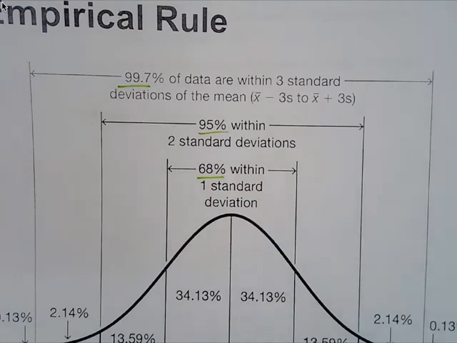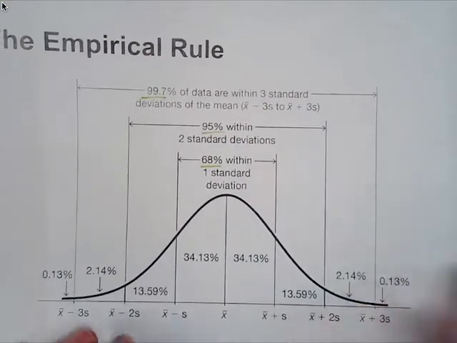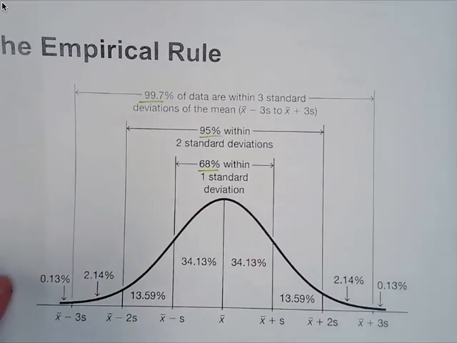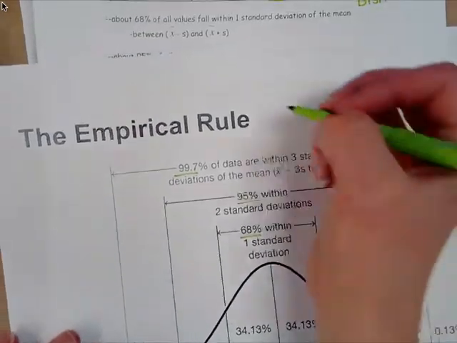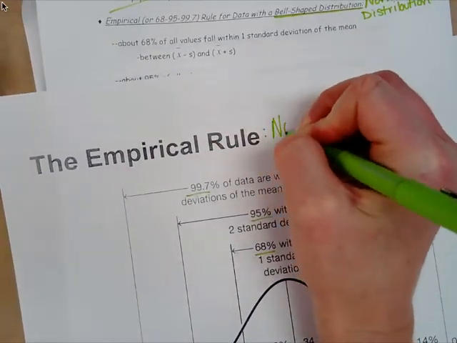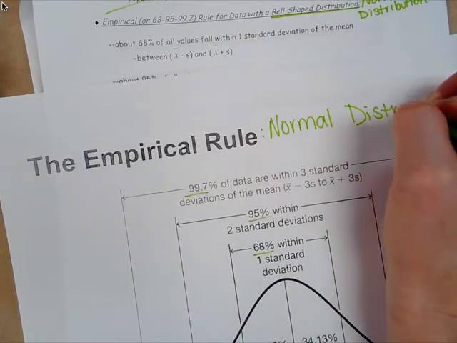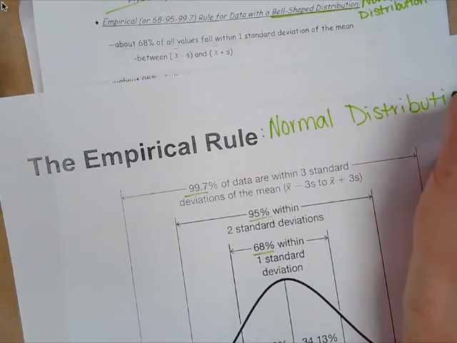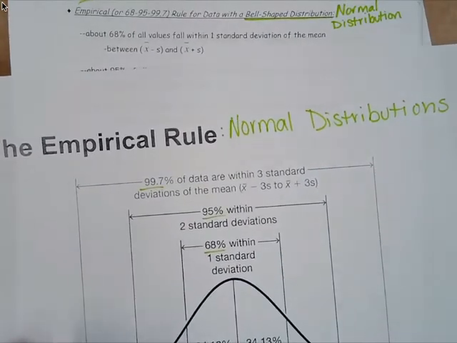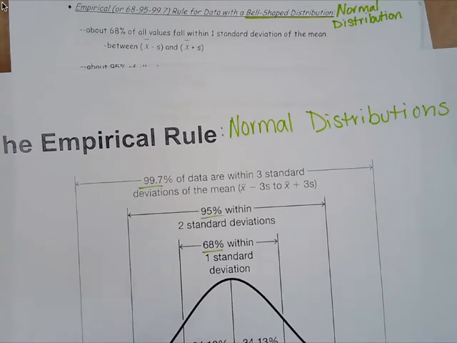So we use mean and standard deviation to find out where most of the data is. This is a really good chart to refer back to about mean and standard deviation of normal distributions. So I put on here normal distributions. We use something else for distributions that are not normal.